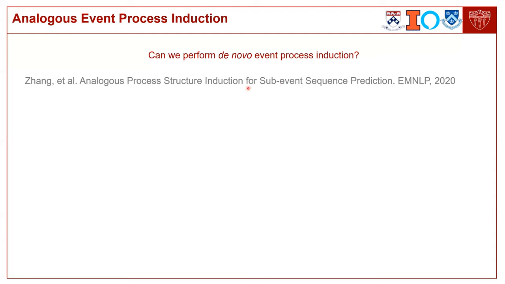So the aforementioned line of research focuses on predicting forthcoming events after seeing a part of the event process. Then a more challenging research question would be: can we induce a new process for a specific goal without seeing a part of it? Say, given the objective of buying a house, can we let the machine automatically induce all of its steps without knowing a part of it beforehand? This is actually a hard problem that was recently tackled by our EMNLP paper last year.